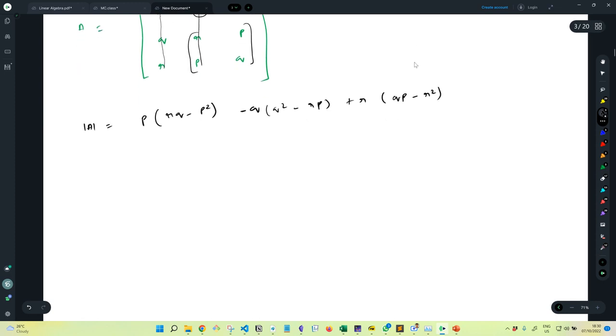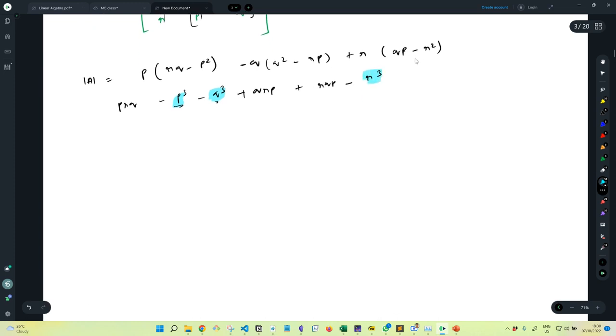Now let me expand this equation. So I'll get PRQ minus P cubed minus Q cubed plus QRP plus RQP minus R cubed. So let me club these independent terms together. If I club these terms together, what I will have is minus of (P cubed plus Q cubed plus R cubed) plus 3 times PRQ.